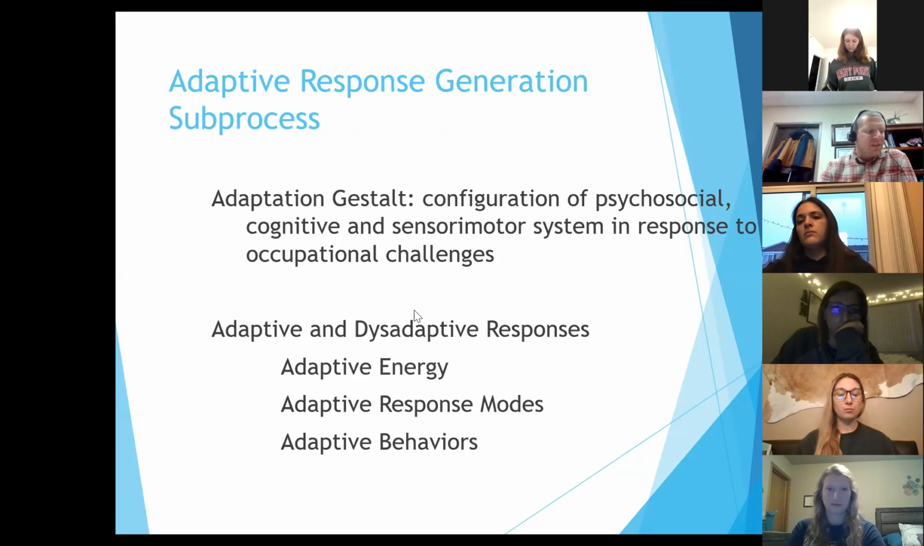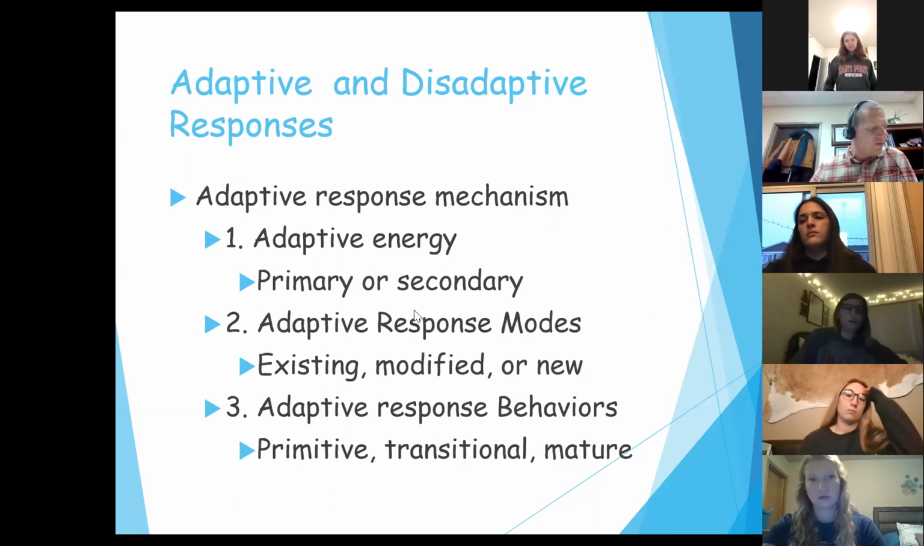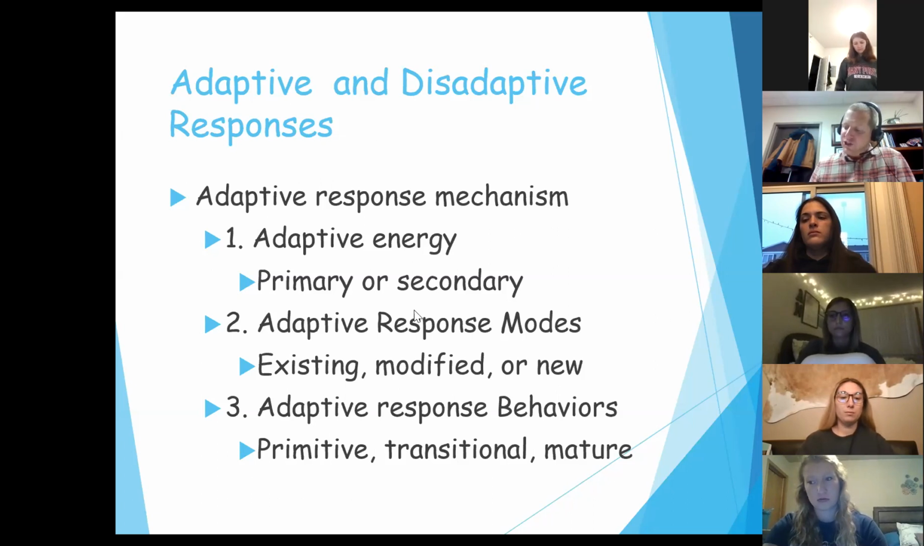The other component of the adaptive response generation subprocess is your adaptive and disadaptive responses. And so in your adaptive responses, you have adaptive energy, you have adaptive response modes, and you have adaptive response behaviors. So when we go to the adaptive response mechanisms, and we'll go over these in a little more detail here, okay, so that's the second one, adaptive response mechanisms. And there's three areas, right? There's adaptive energy. Well, adaptive energy is how much energy do we have to actually adapt? We can have primary energy or we can have secondary energy.